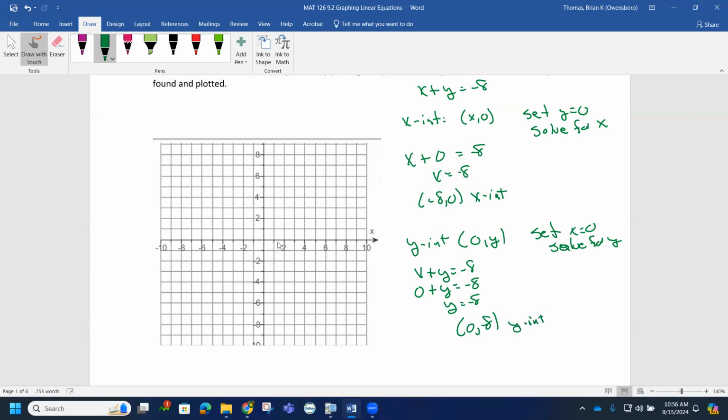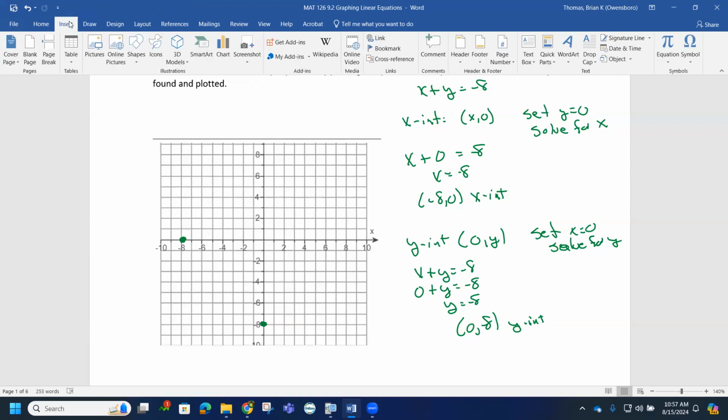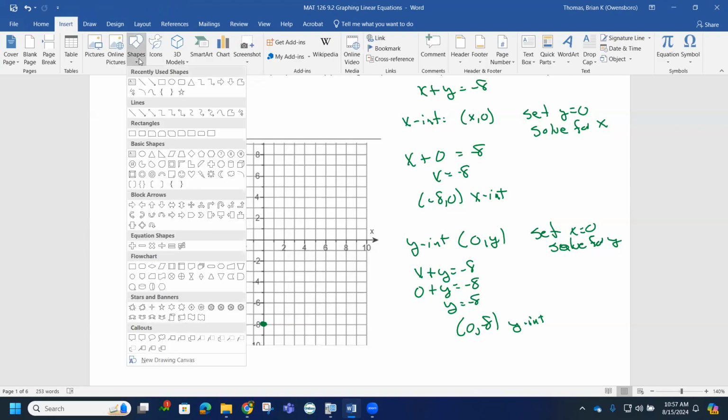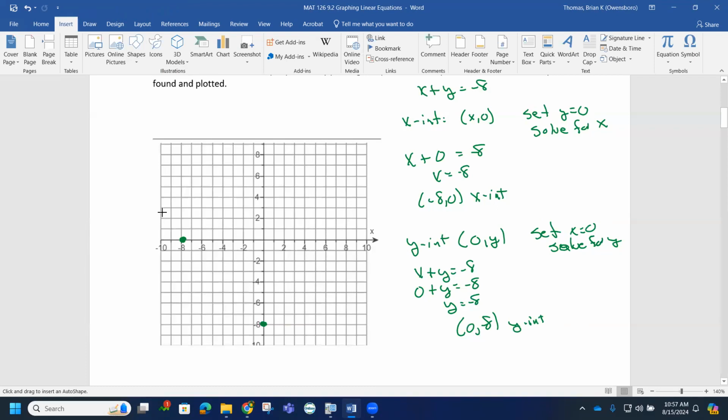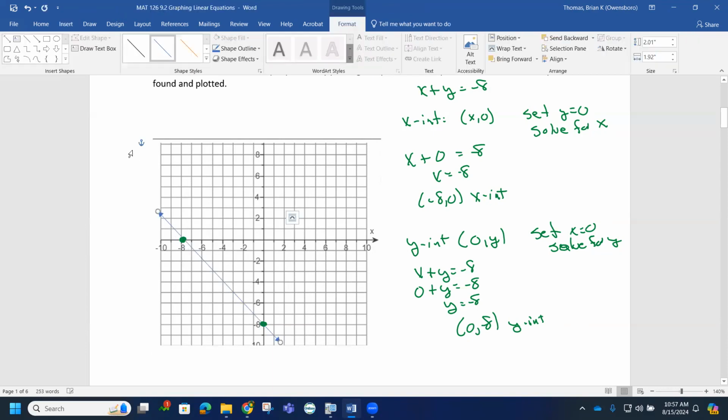So if we plot these 2 points, (-8, 0) would be located here. This is the x-axis, so that's called the x-intercept. (0, -8) would be this point down here. That's the y-intercept. So if I want to graph the line, I don't know if I can do that very well. Let's see if I can draw a line that's halfway straight. So if I draw a line that passes through those 2 points, that's what your graph would look like.